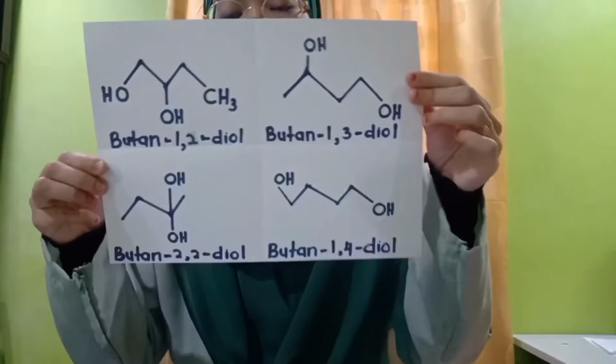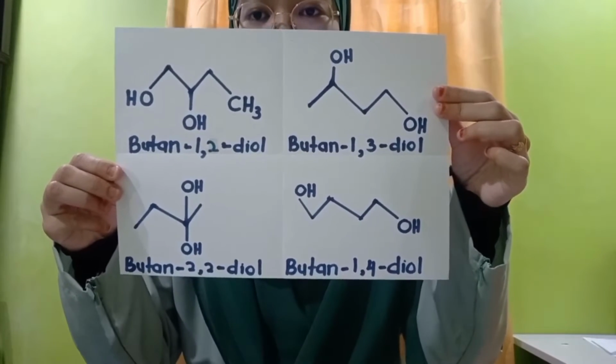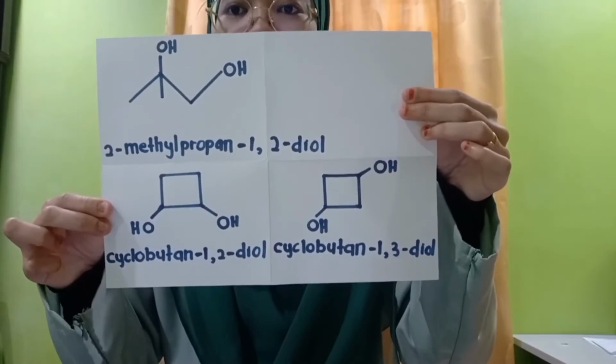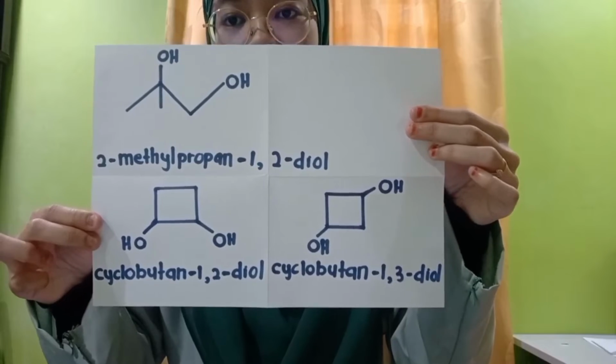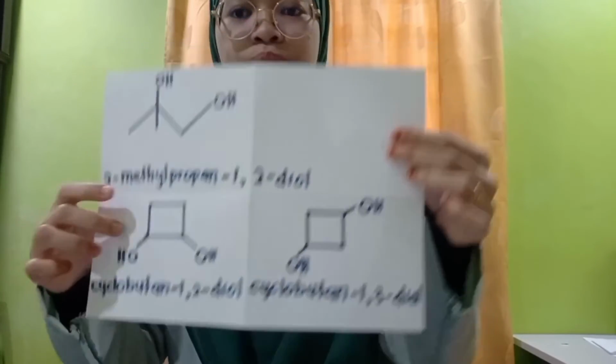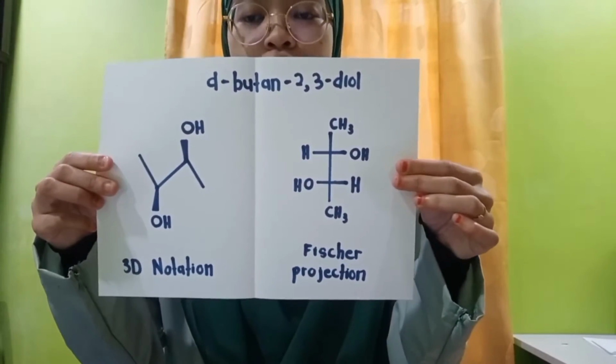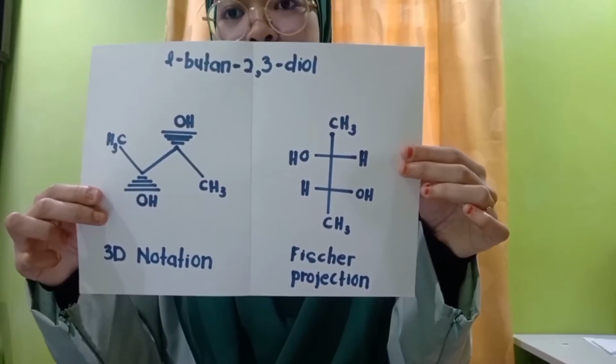Next, I have found 7 structural isomers of compound G, of which the first one is butan-1,2-diol, butan-1,3-diol, butan-2,2-diol, butan-1,4-diol, and 2-methylpropane-1,2-diol, cyclobutane-1,2-diol, and cyclobutane-1,3-diol. Next, the optical isomers that I have found are 2, the first one is D-butan-2,3-diol, and the last one is L-butan-2,3-diol. So that's all for compound G.